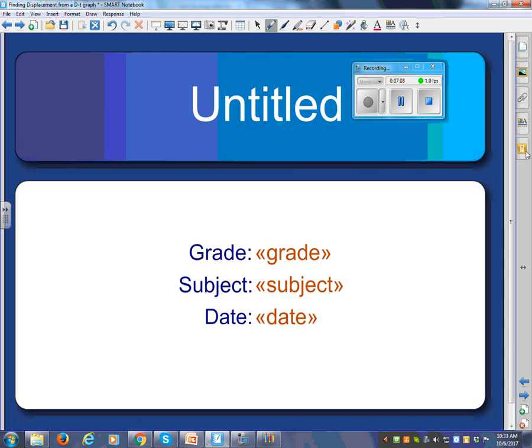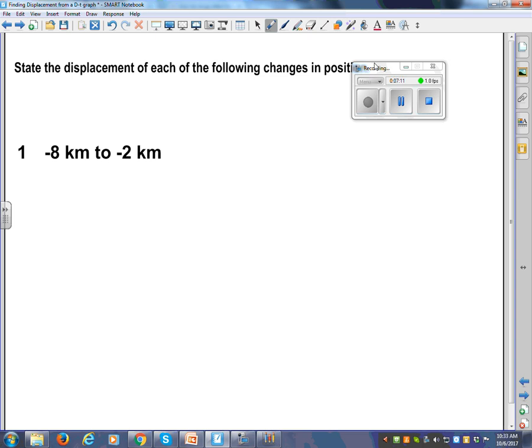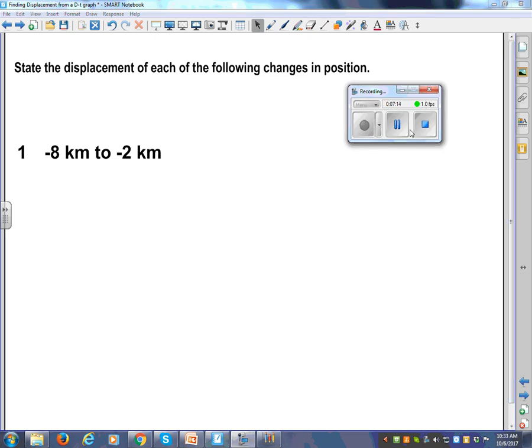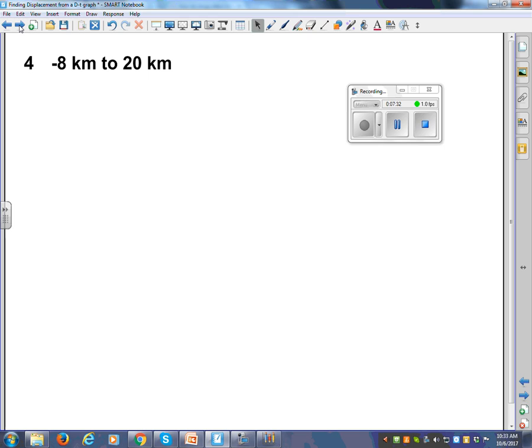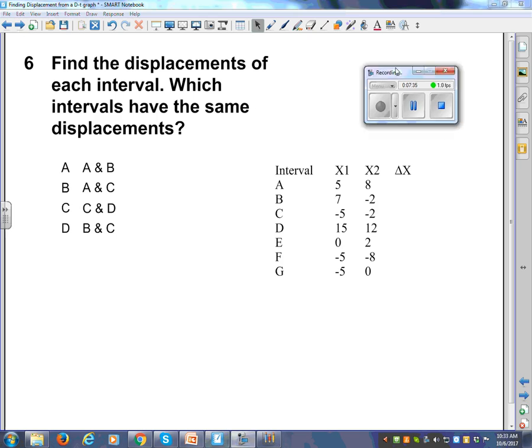Okay. Here are some more. Now, what do you guys have in your handout? The same thing? Okay, so we're on the second page now. Flip the page over. It says, state the displacement for each of the following changes in position. And before you get too far, when you get to number 6, here's how number 6 works. It says, find the displacements of each interval. Which intervals have the same displacement? So you have to find all the delta x's for all of them and tell me which ones are the same. Is it A and B? Is it A and C? Is it C and D? Or is it B and C? And then they're multiple choice like that. So that's how number 6 works.